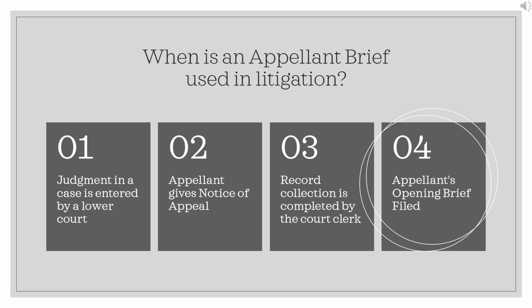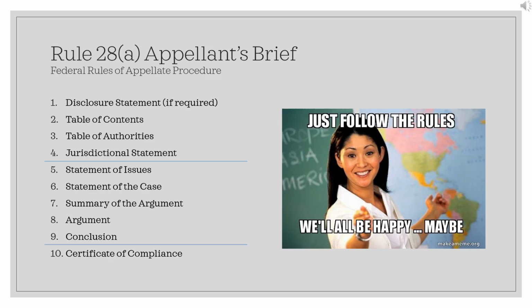After the records are received, the appellant typically has around 40 days to file an appellant brief. When creating an appellant brief for the Federal Appeals Court, look to the Federal Rules of Appellate Procedure, particularly Rule 28. In Rule 28A, the outline for an appellant brief is set forth.